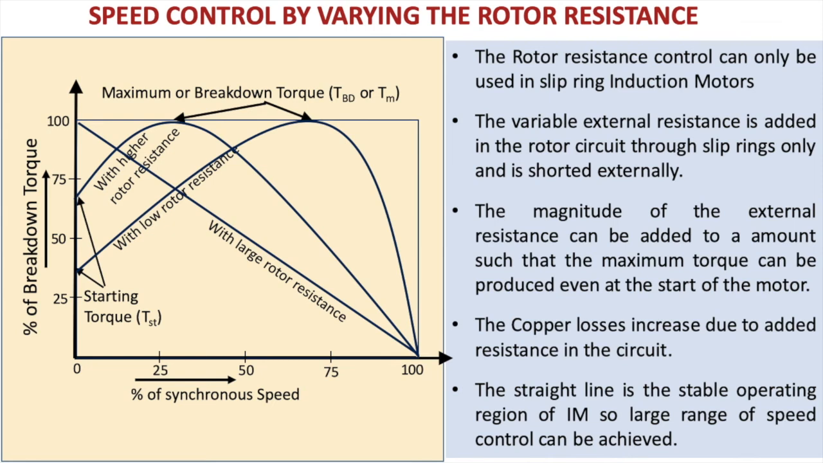The copper losses increase due to the added resistance in the circuit. The main advantage is that the straight line is the stable operating region of the induction motor. So a large range of speed control can be achieved by the variation of the rotor resistance methodology. What you see as a straight line in the speed torque characteristics means you can control the motor right from the start up to the synchronous speed. The whole range of the speed can be controlled just by the variation of the rotor resistance. Now presently some more modifications have been done in rotor resistance.